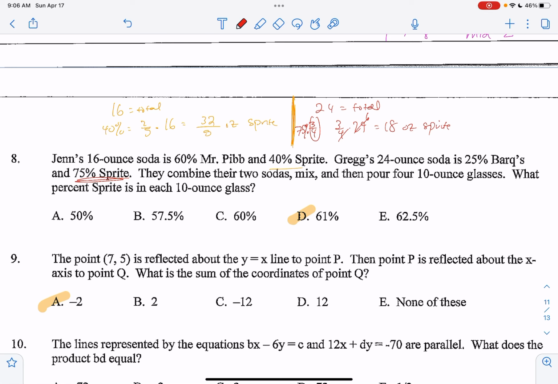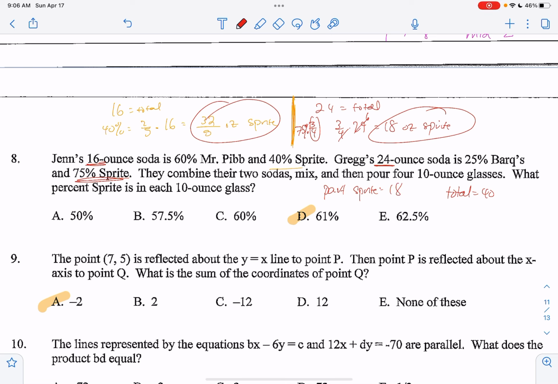So here, if you mix the two together, you have a total of 16 plus 24, which is 40. And the part that's Sprite will be 18 plus 32 over 5. You can divide, that's 6.4. So it'll be 24.4 over 40. And that is the percentage. Now when you mix it and pour the 4 10-ounce glasses, each glass will have the same percentage of Sprite anyway as the original.